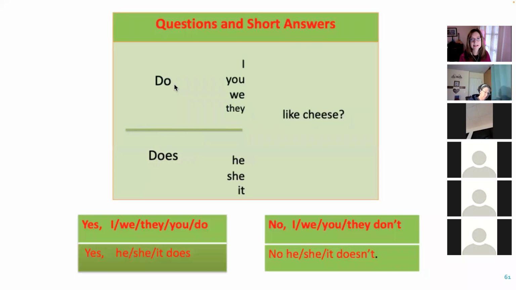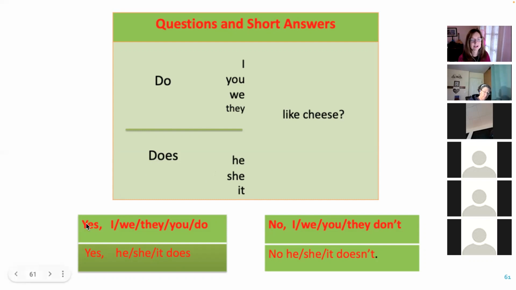And when we ask questions, we have to put do in front of it. So instead of just saying you like cheese, the proper way to form the question would be, do you like cheese? Do I like cheese? Do we like cheese? Do they like cheese? But if you're asking about a singular person or object or animal, we say does. Does he like cheese? Does it like cheese? Does the mouse like cheese?